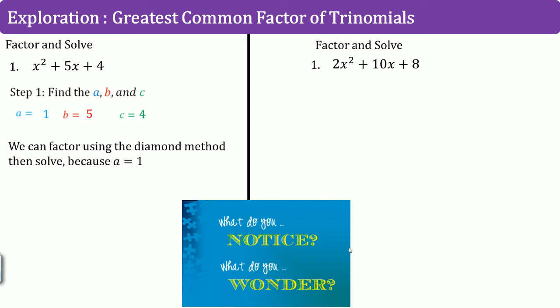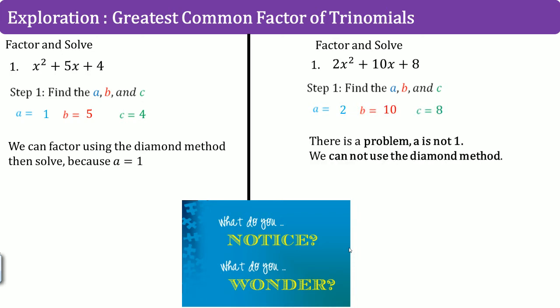But on the right-hand side, you can find a, b, and c. A was 2, b was 10, and c was 8. Notice that there is a problem here. A is not equal to 1. Therefore, we cannot use the diamond method. But there is something you can do to get this into this.